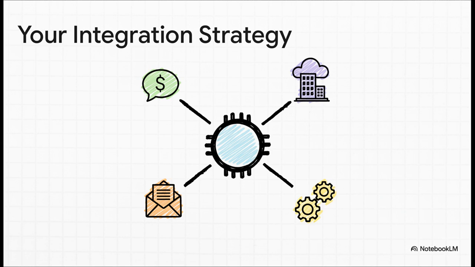And another huge part of real-world planning is mapping out every single tool your agent needs to connect with. I mean, your agent isn't an island, right? It's got to talk to other systems. So make a list. Is it talking to Slack, email, your CRM, Google Sheets, whatever it is, list it out. Because thinking about this now saves you a massive headache later with authentication, data formats, and all that fun stuff.